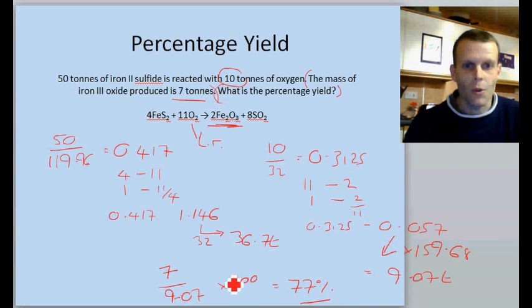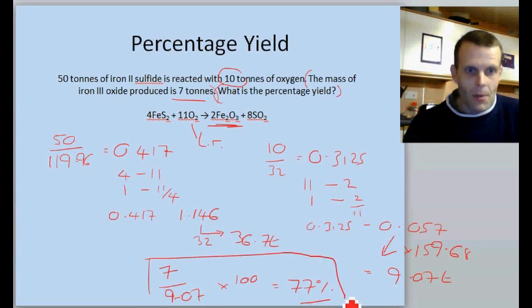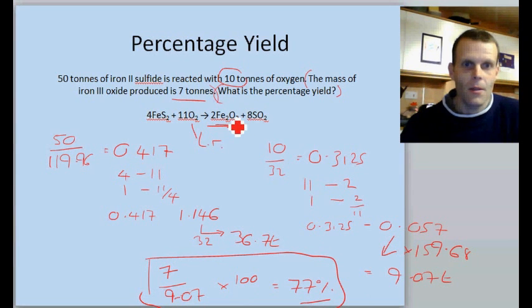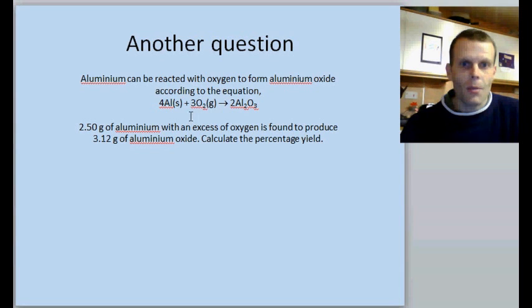Right. I've not been very careful at all with significant figures, so that's something to look at when we talk about topic 11. But this is how I've managed to work out percentage yield. It is my actual divided by my theoretical as a percentage. So this gives me 77% yield. Another example, this time they've been kind, you don't have to work out which is limiting. We can just go through the motions again.